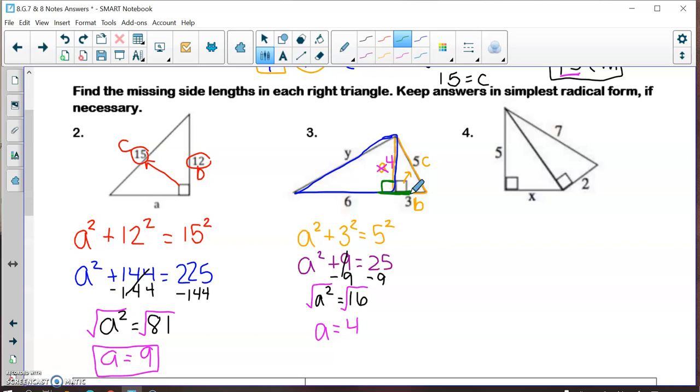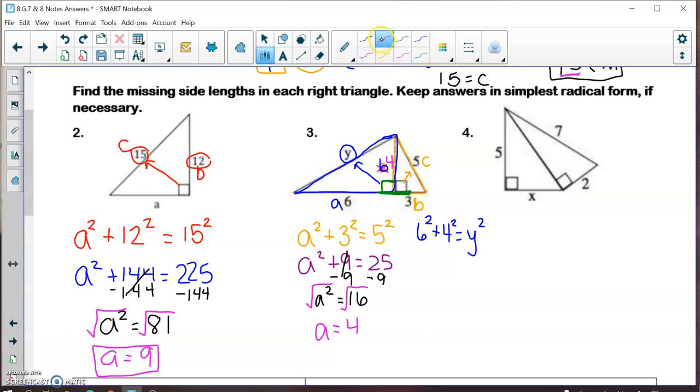So in this blue right triangle, I'm trying to find my hypotenuse because that's the one that's across from my right angle. So I'm going to label my 6 as A and my 4 as B. And now I'm going to do the Pythagorean theorem again. So I have an A squared, which is going to be a 6 squared, plus a B squared, which is a 4 squared, is equal to my C squared, which is Y squared.